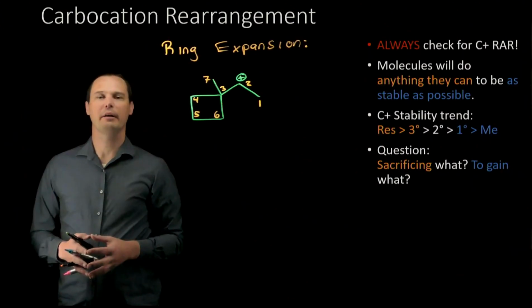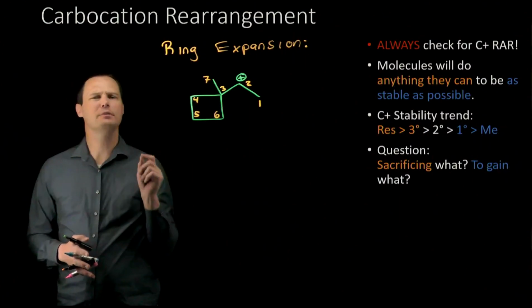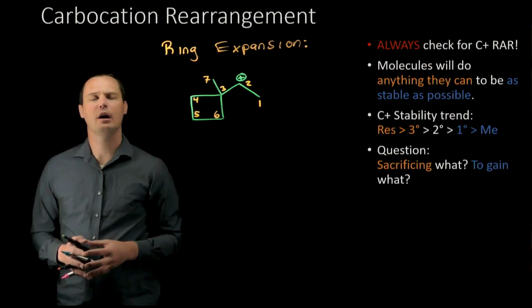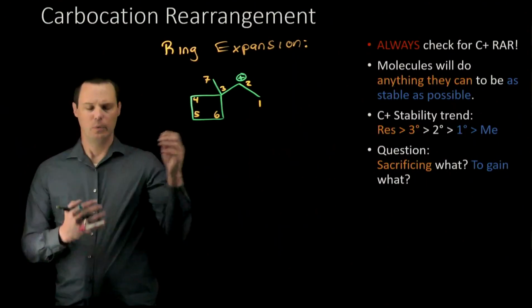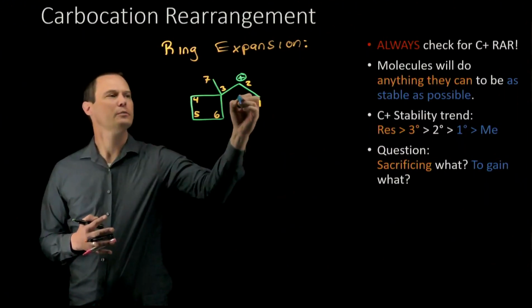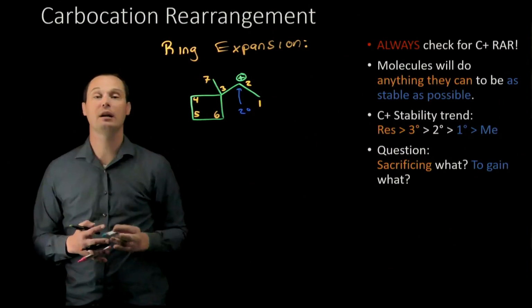The last kind of carbocation rearrangement we should look at is ring expansion. It's definitely the highest ninja level of all of the carbocation rearrangements. Let's take a look. We have a carbocation. Again, we need to identify its degree of substitution. This carbocation currently is a secondary carbocation.